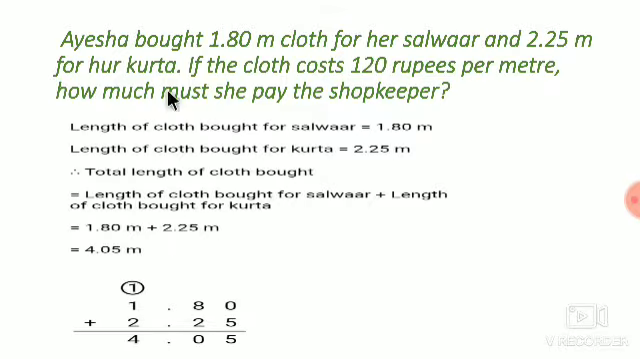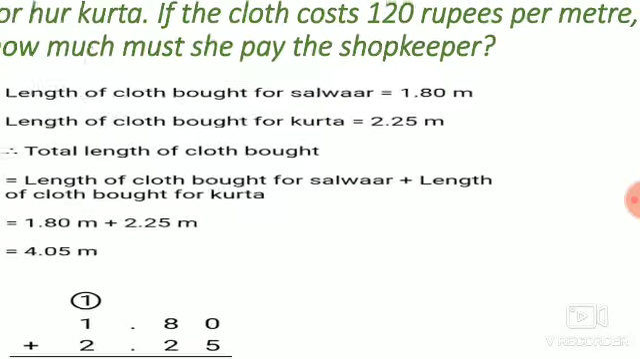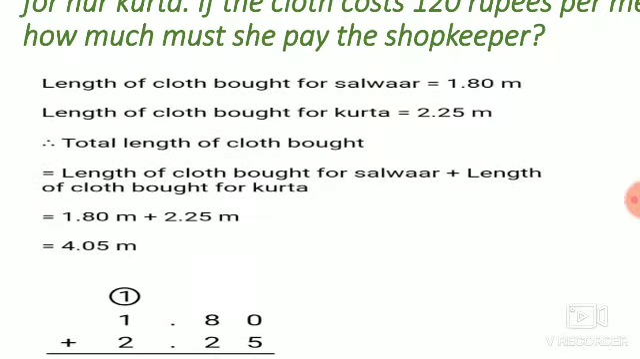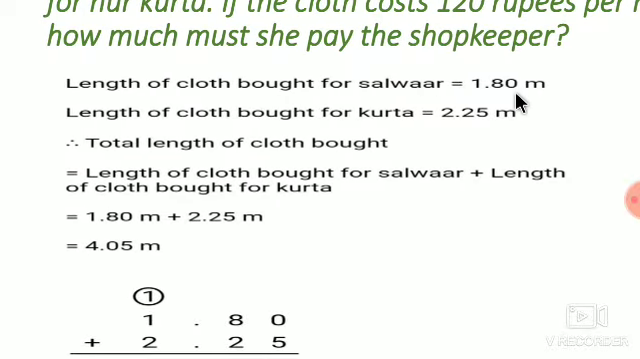Second example, Ayesha bought 1.80 meter cloth for her salwar and 2.25 meter for her kurta. If the cloth costs 120 rupees per meter, how much must she pay to the shopkeeper? For that, first we should write the length of cloth for salwar is 1.80 meter. Length of cloth required for the kurta is 2.25 meter.